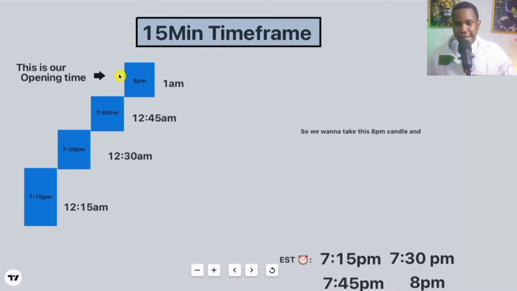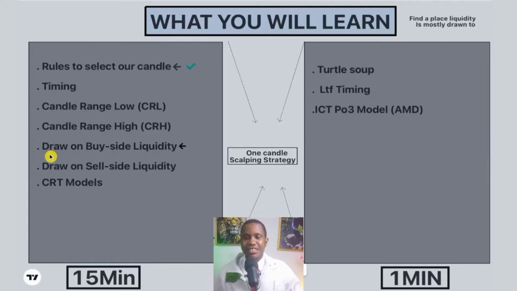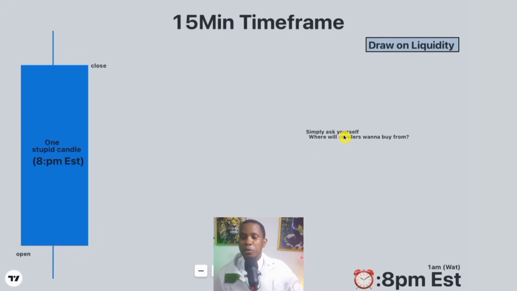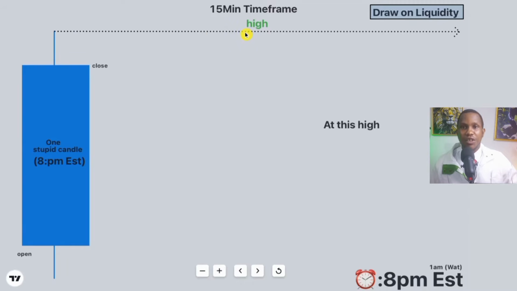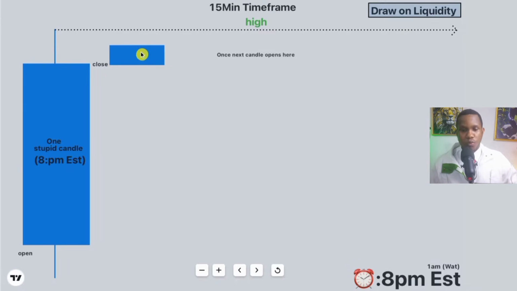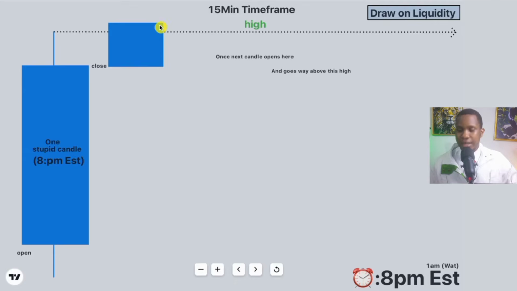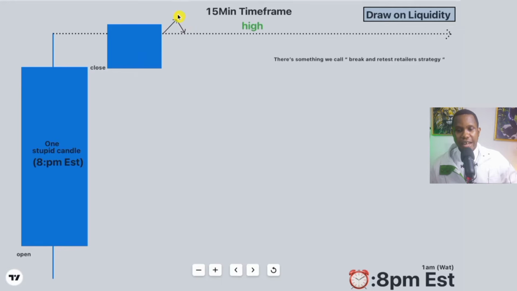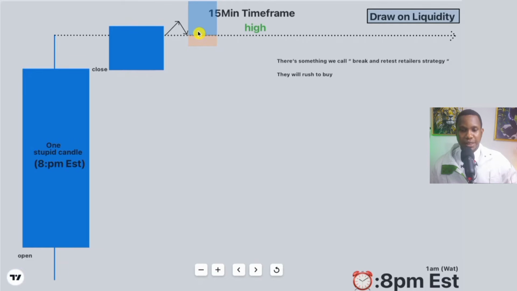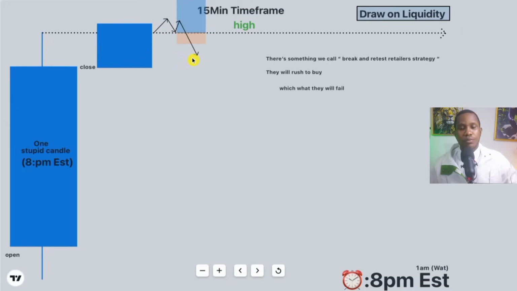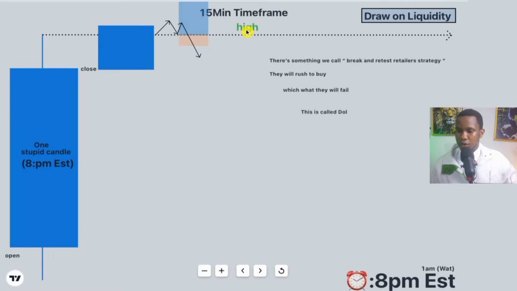We want to take this 8 p.m. candle and we'll find the draw on liquidity. You simply ask yourself, where will retail traders want to buy from in this candle, at the highest point this candle got to? Once price opens here and goes above this high, there's something we call break and retest strategy. Retailers will try to buy from this level in the market, which they will fail. Meaning that these highs in the market are called what?